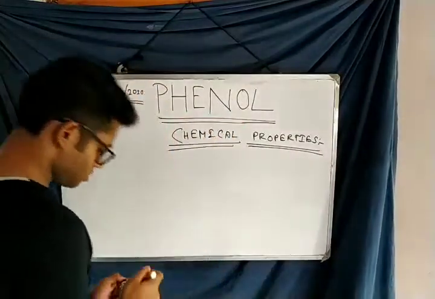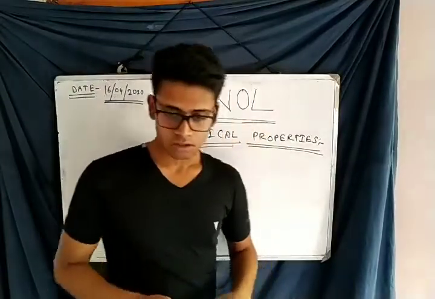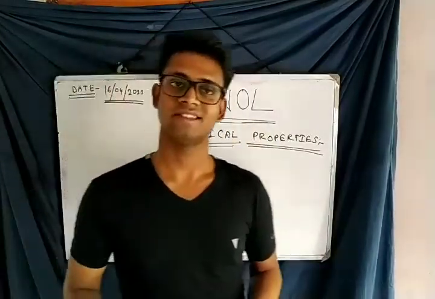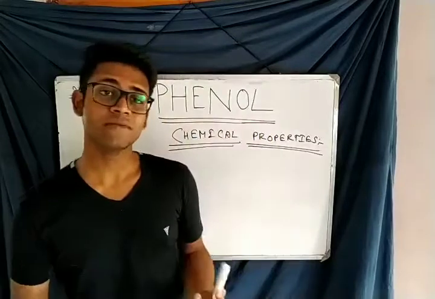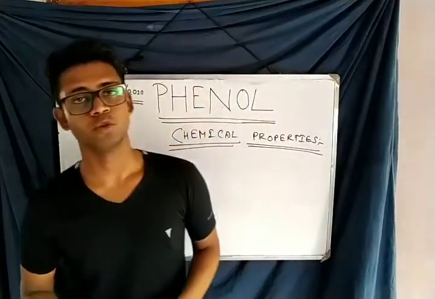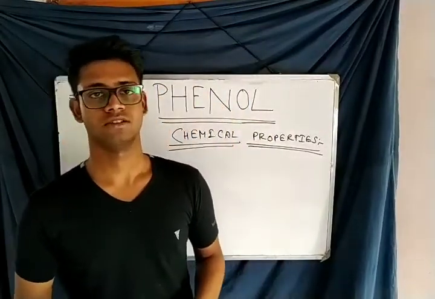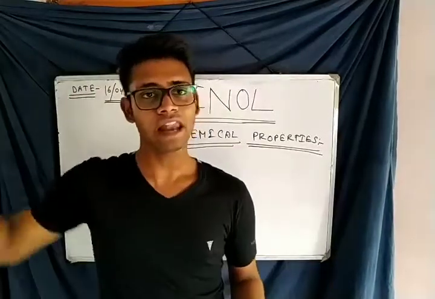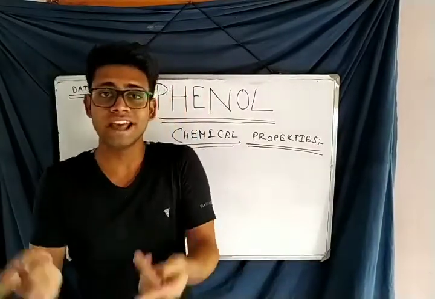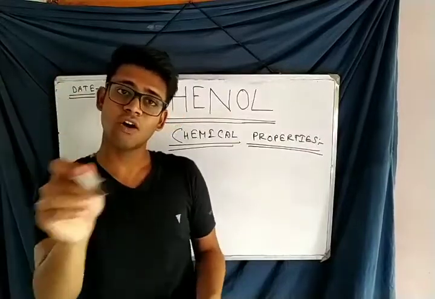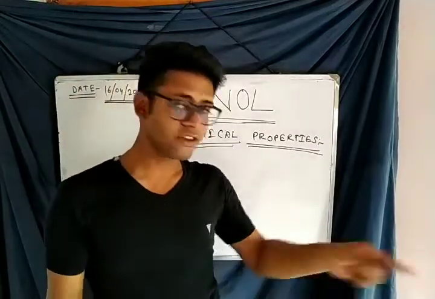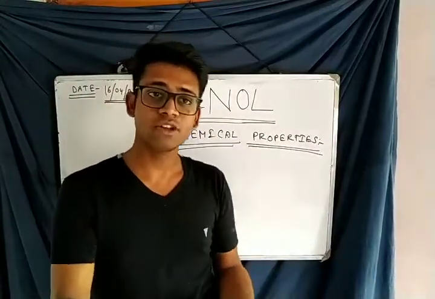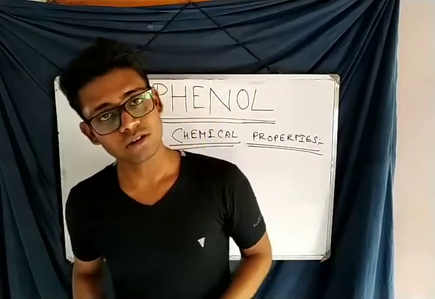At first, phenol acts as an acid. Phenol behaves as an acid. How can we prove it? The reaction with active metals. Similarly, alcohol reacts with active metals, and such a reaction proves that alcohol is acidic in nature. Similarly, phenol also reacts with active metals, proving that phenol is also acidic in nature.